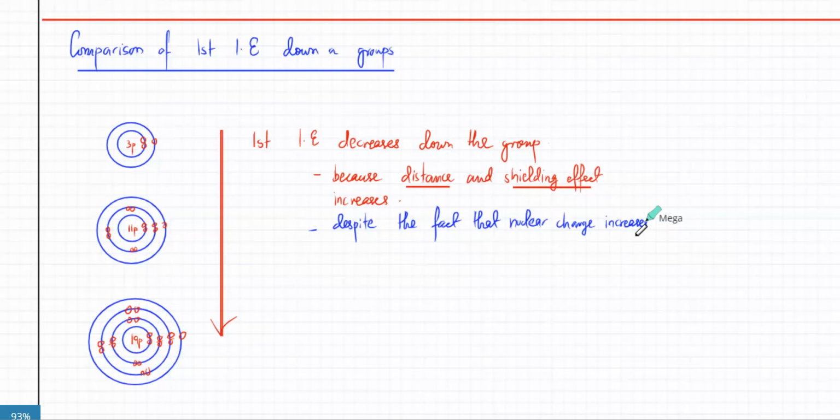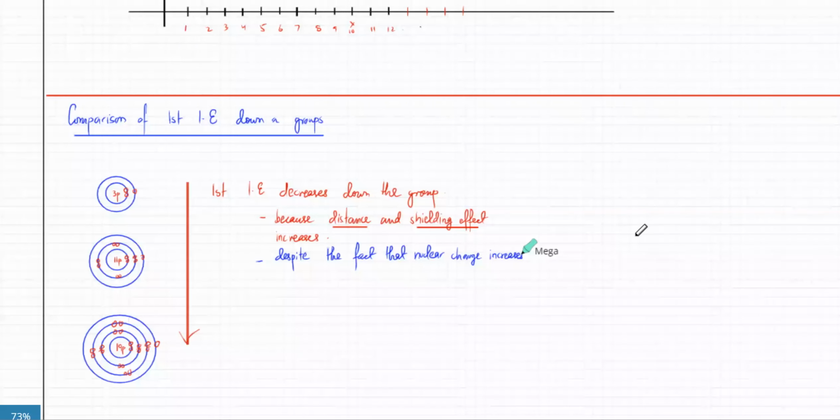Yes. So there's a third one which we'll do tomorrow, which is the comparison of first ionization energy across the period. And then we'll do past papers on this. Okay, so let's continue tomorrow.